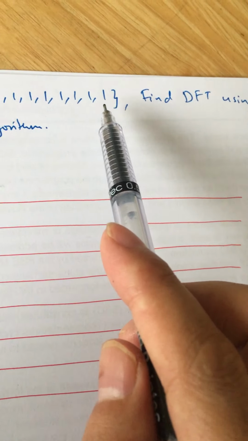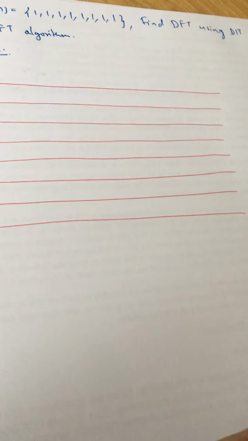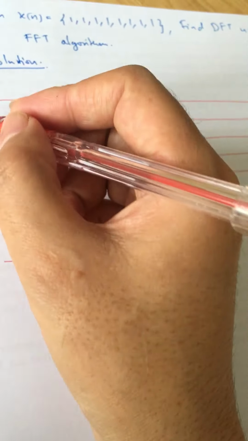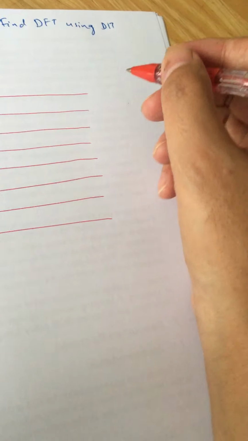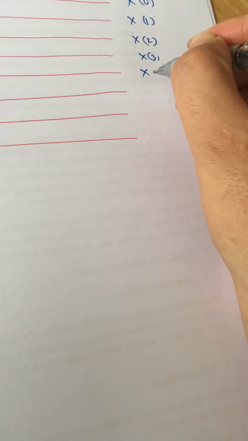Suppose there is a question. Your x of n is given by this one: 8, 1. Find the DFT using the DIT FFT algorithm, which means you are going to use the decimation in time FFT algorithm. You know that your input is in bit reversal order and output is in natural sequence. So I know my output, and I will write it: x of 0, x of 1, x of 2, x of 3, x of 4, x of 5, x of 6, x of 7.